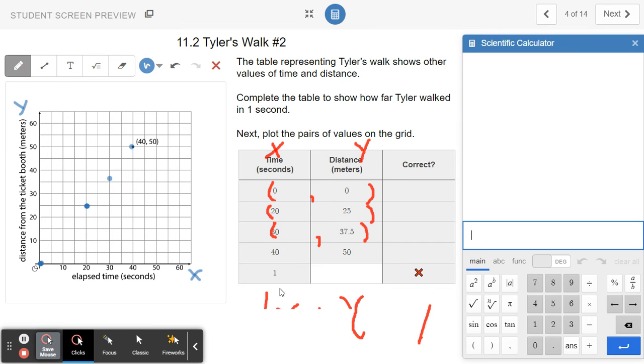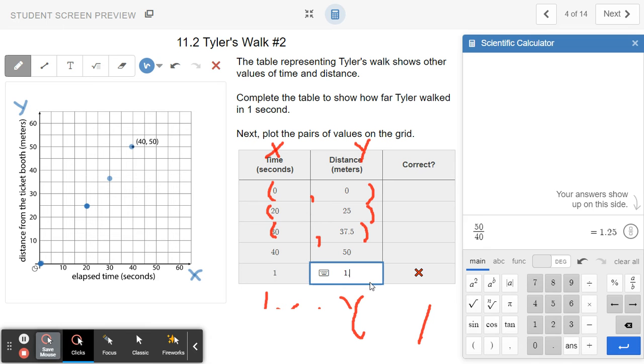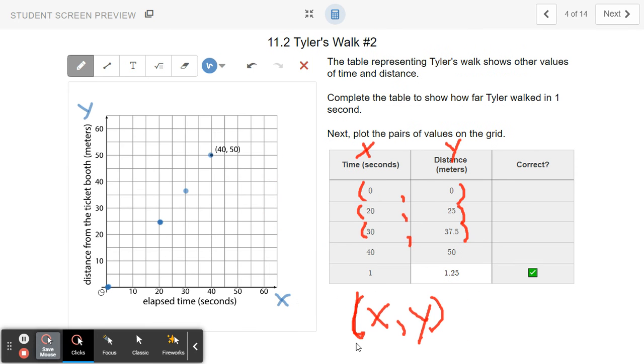So really, I could use any of these pairs. I'm going to use the 40 and 50. To find out what I multiply 40 by to get 50, I take the 50 and divide it by 40. That will tell me what I multiply 40 by. So here I know it's 1 and 25 hundredths. Okay, so that is my COP. And so now we have to plot that. And again, I have students who say, oh my gosh, 1 isn't on here.